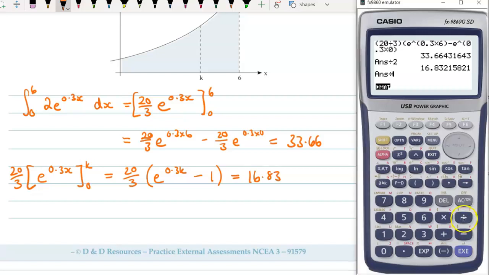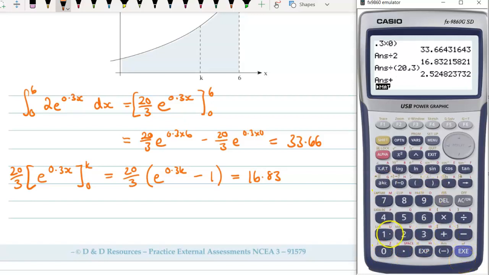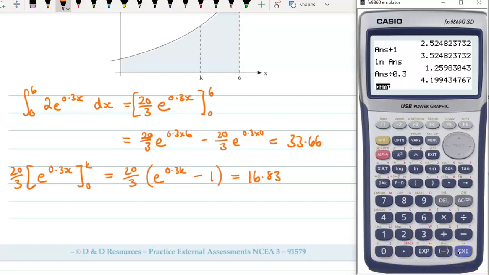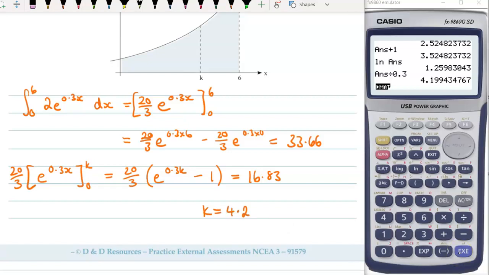Okay, so 16.83 divided by 20/3. Add on 1. Do natural log of that answer to do away with the e. Divide it by 0.3. And k equals 4.2. And just do a little check that that makes sense with where we think k should be compared to the scale of 0 to 6. You can again use equation solver on this one if you don't want to do the manual steps on the calculator.